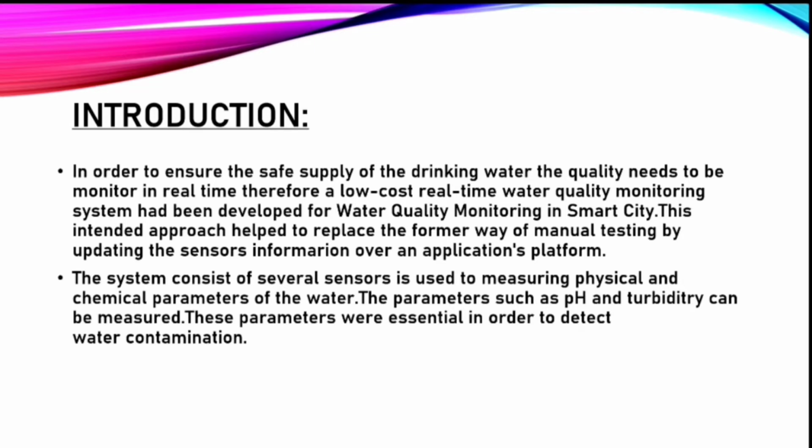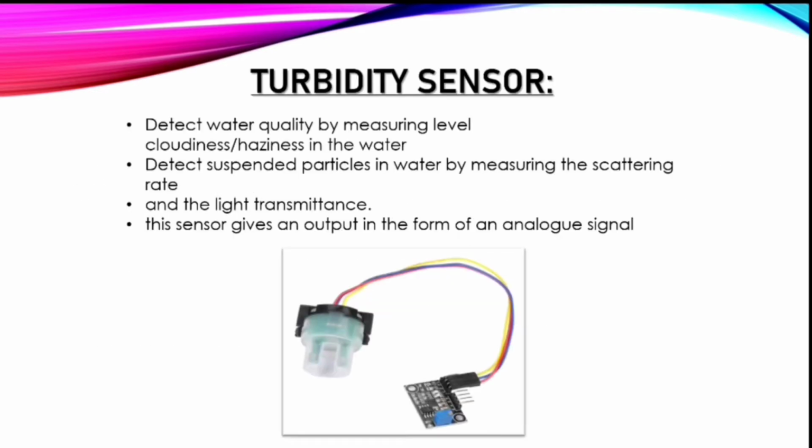Parameters such as pH and turbidity can be measured. These parameters are essential in order to detect water contamination. The turbidity sensor detects water quality by measuring the level of cloudiness in the water. It detects suspended particles in water by measuring the scattering rate and the light transmittance. This sensor gives an output in the form of an analog signal.